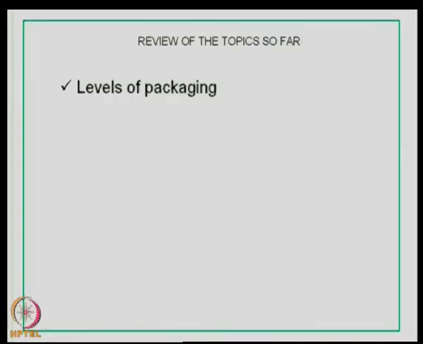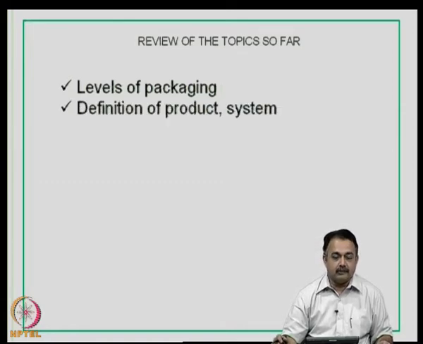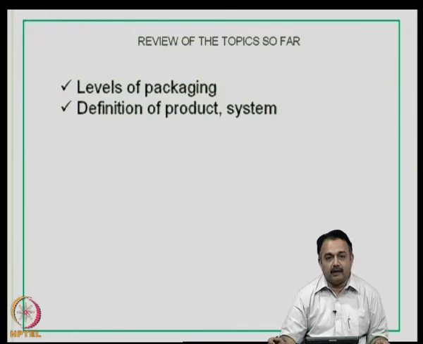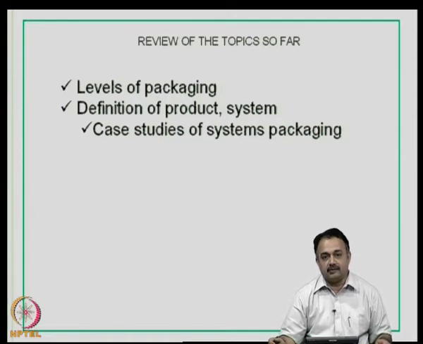So, we will begin with a review of the topics that we have done so far. What we have seen is levels of packaging. We have seen first, second and third level of packaging and understood the critical areas in each of these levels of packaging. Secondly, we saw what is the definition of a product, a system. We have defined what packaging is, and we have seen at least 4 different case studies of systems packaging.